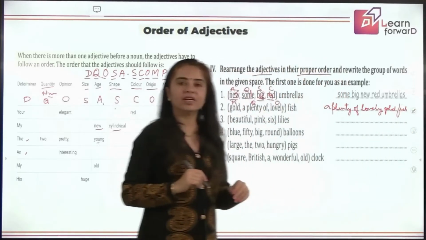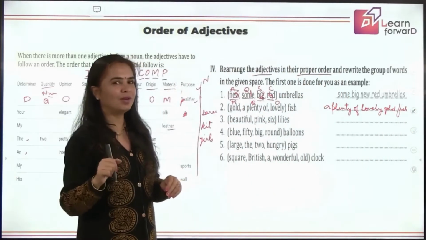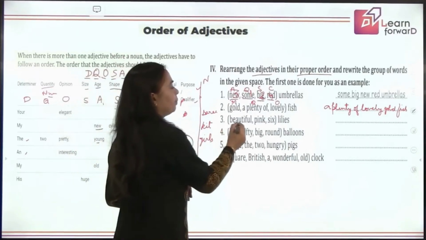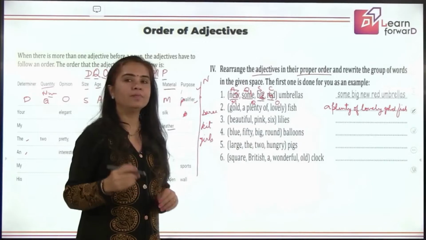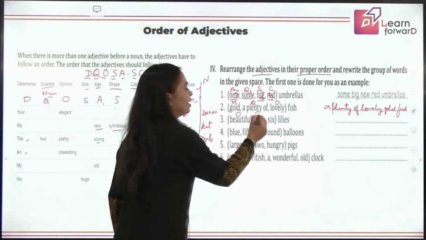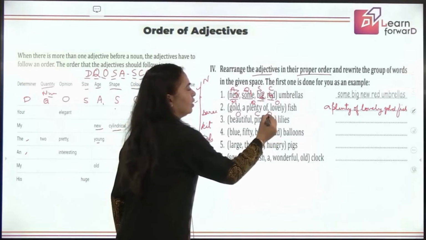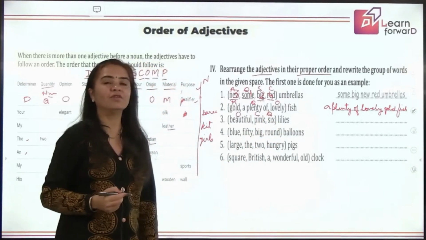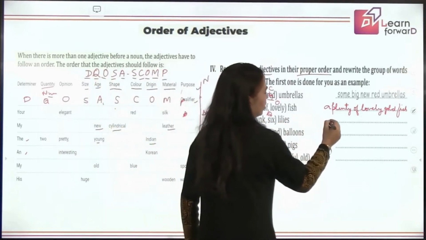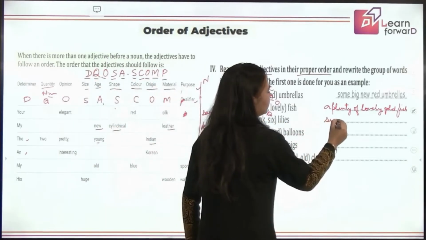Is that interesting? Let's do one more. I hope you have understood. Still, let's do one more. Now look at beautiful. What is beautiful? It's just an opinion. So this is O. Pink is the color. 6 is the quantity. So again, what will you start with? Good. Q. So I will say 6.